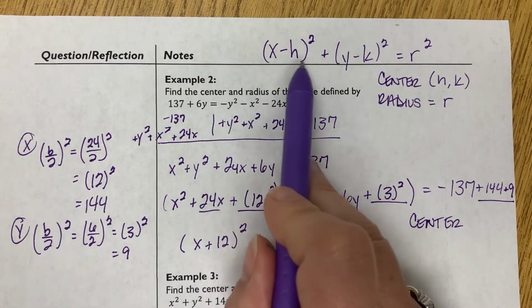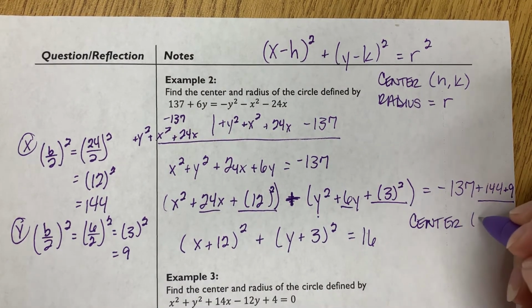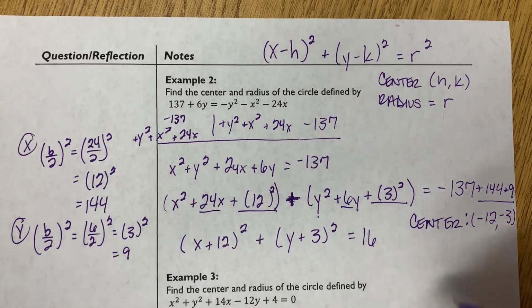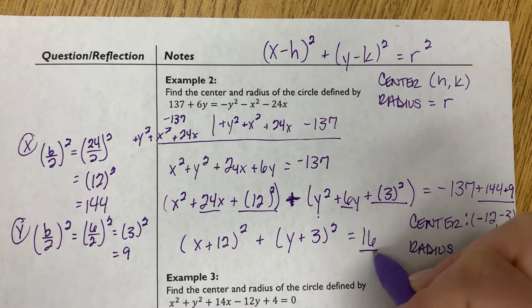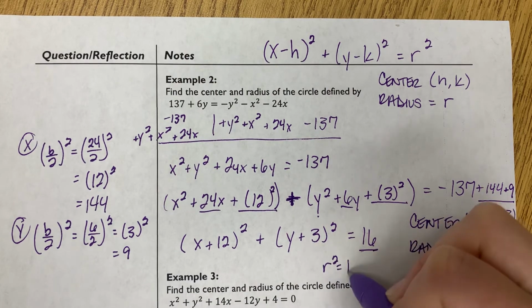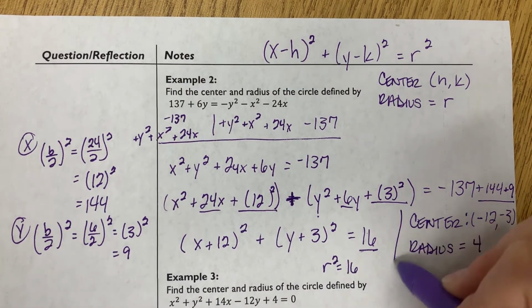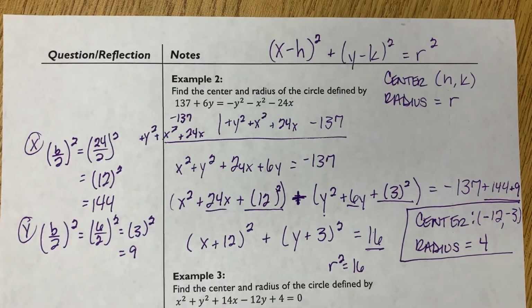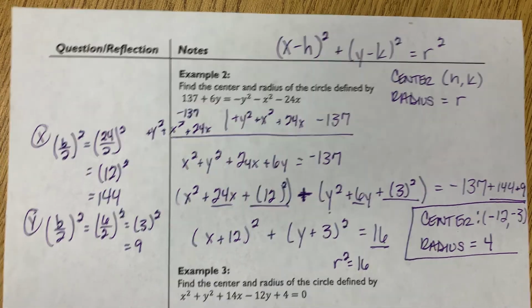Since the form is x minus h, we know we're going to have to take the opposite of that, so that's going to be negative 12 and negative 3. And then our radius, remember this here is r squared, so r squared equals 16, r equals 4. Okay, take a moment, make sure you've got everything down for example 2 as we move on to number 3.